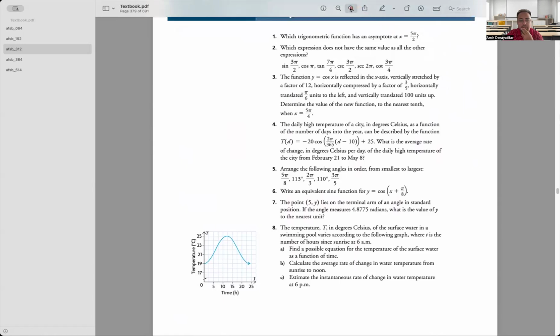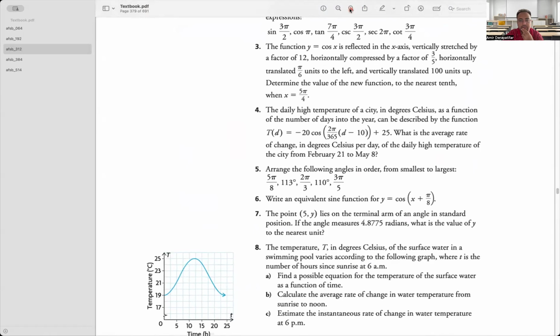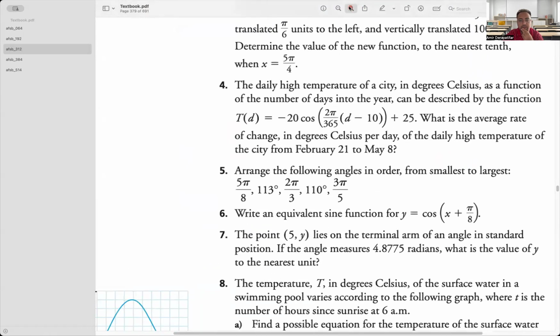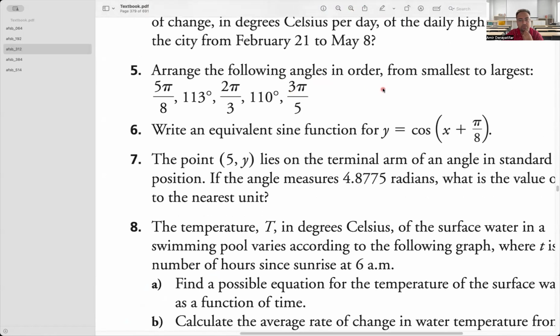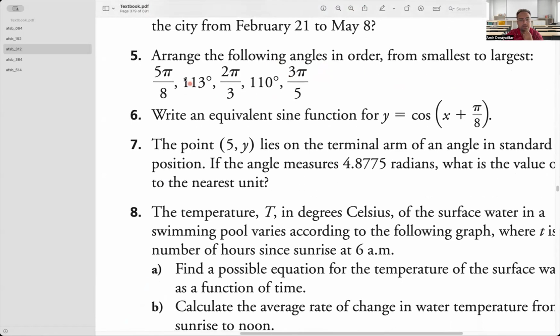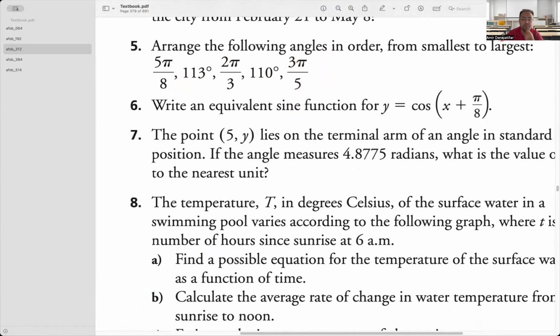Can we do question 5 here quickly, and then I'll go over graphs and then we call it a day. Question 5 says arrange the following angles in order from the smallest to the largest. So 5 pi over 8 radians, 113 degrees, 2 pi over 3 radians, 110 degrees, 3 pi over 5 radians. Arrange them from smallest to the largest. Can you give it a try?